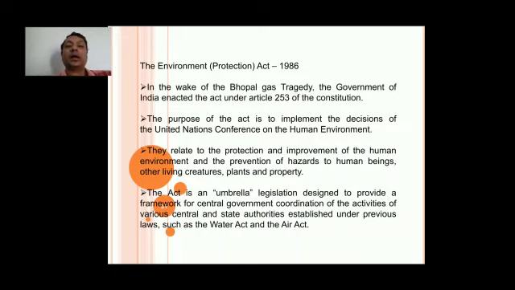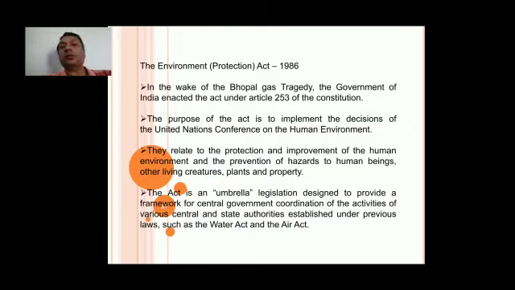The Act is an umbrella legislation designed to provide a framework for central government coordination of the activities of various central and state authorities established under previous laws such as the Water Act and the Air Act.